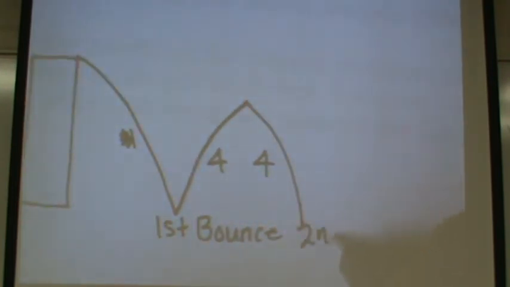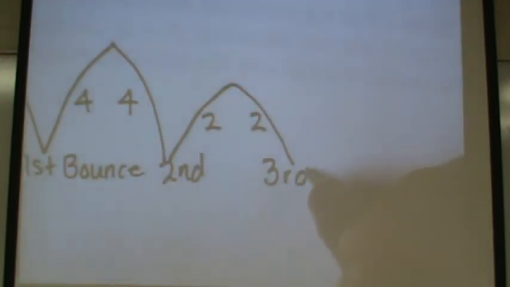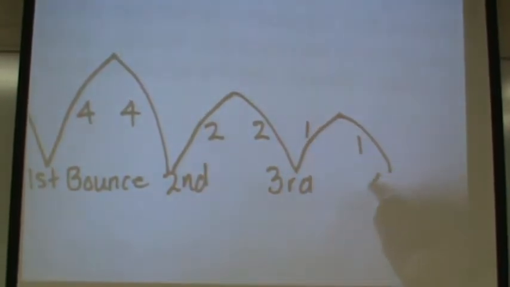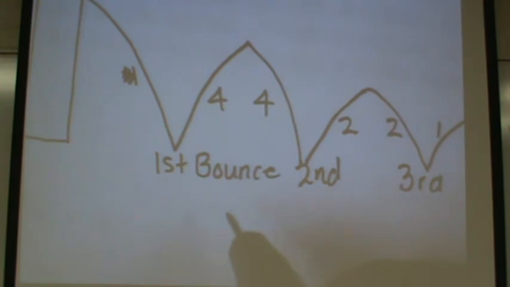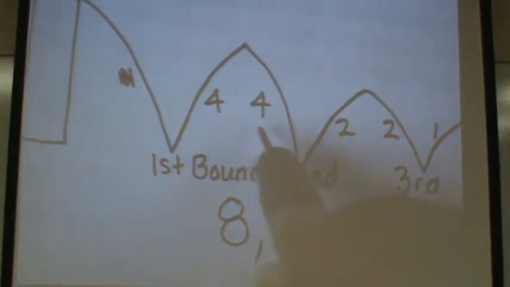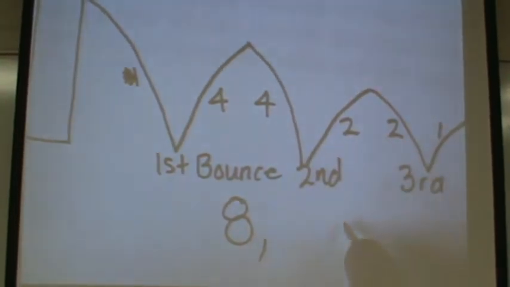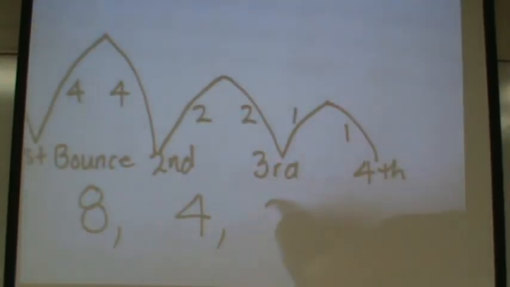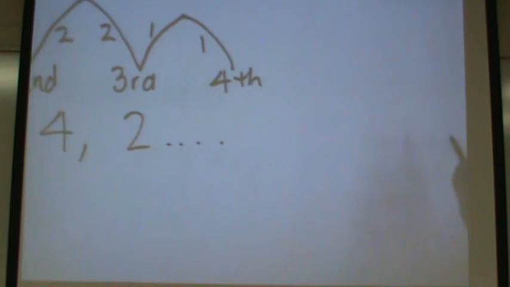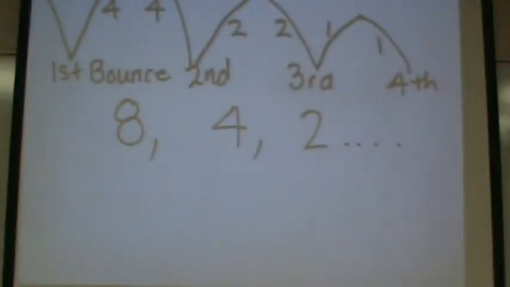And then on the second bounce, it's going to go half, so 2 and 2. And then on the third bounce, it's going to go half this, 1 and 1. So if we add these up, you get 8. That's going to be your first term in the sequence. If you add these 2 up, you get 4, and 2, and so forth. So we want to sum up the distance from here to the 7th bounce, okay?